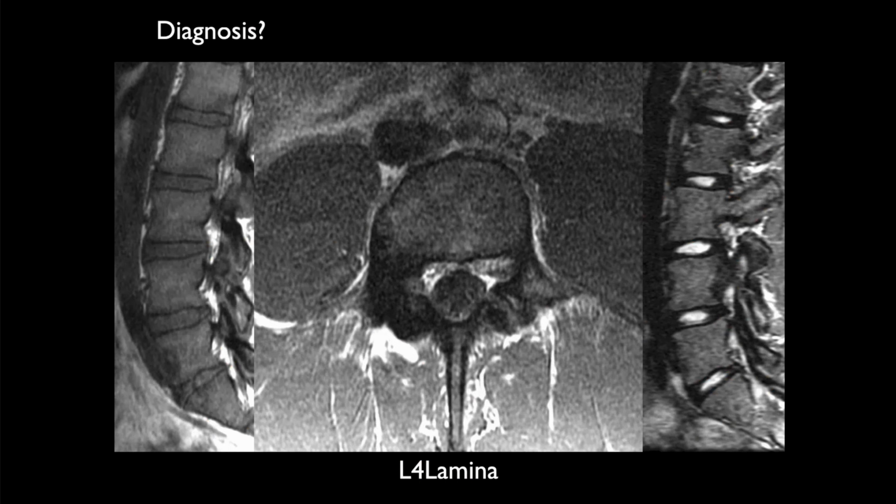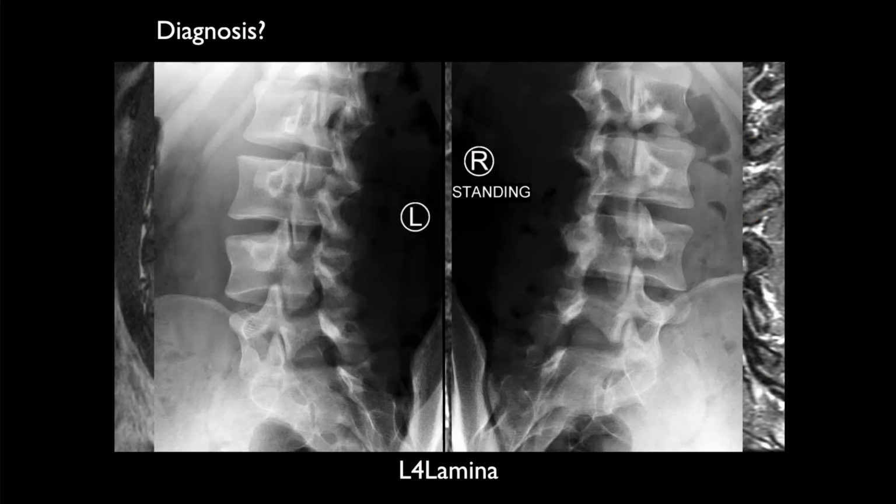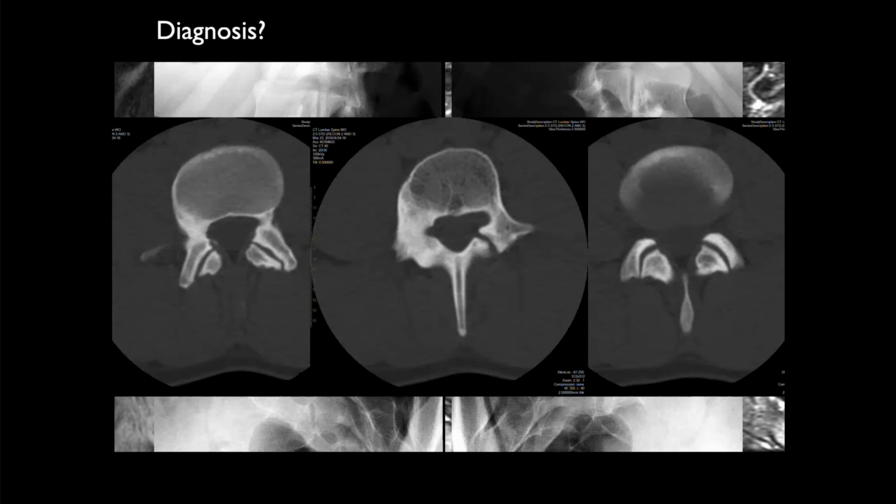Okay, so this is an MR scan at L4 through the lamina. Here are CT scans. Okay, so, not CT scan, these are oblique plane films. Yeah, I guess there's a fracture there at the neck of the Scotty dog right there. Right there, yeah. And maybe a little thickening on the other side.